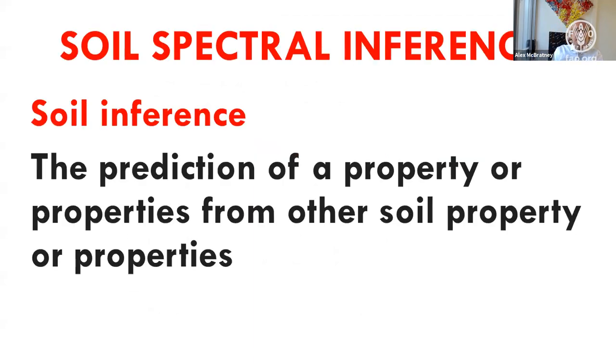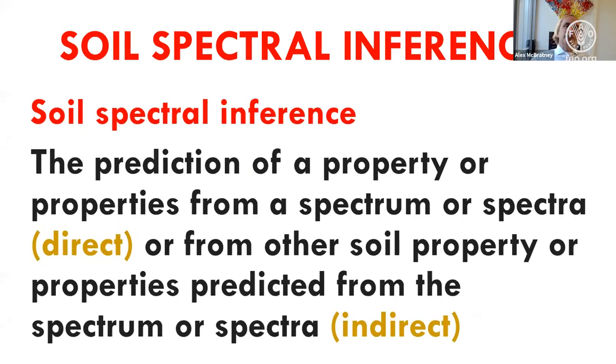So now I want to move on to this idea about soil spectral inference. So what are we talking about? They're not common words, perhaps. So soil inference is the prediction of a property or properties from another soil property or properties. And the way we've done that over the last 25, 30 years is through what we call pedotransfer functions. Things that are difficult to measure, we tend to use pedotransfer functions to do that. And doing that, I call soil inference. And soil spectral inference then is the prediction of properties from using the spectrum as the input or from properties predicted from the spectrum. So in one step, it's direct, in two steps, it's indirect.